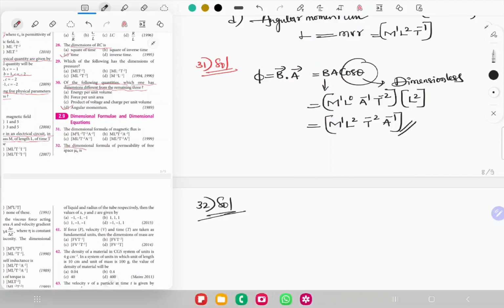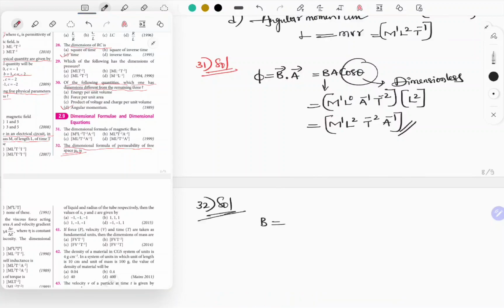The dimensional formula of permeability of free space they are asking. Now we have to check the formula which relates this. There is a formula for magnetic field due to a current carrying wire. You can use any one of the formulas. Let me consider the magnetic field due to an infinite length wire. Let's say this is plus infinity and this is minus infinity.